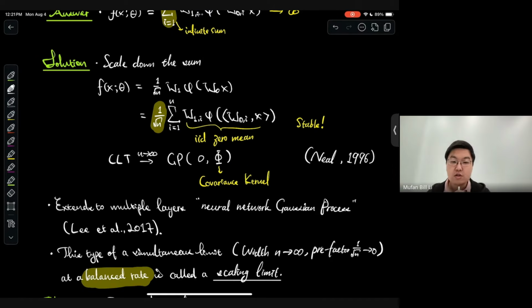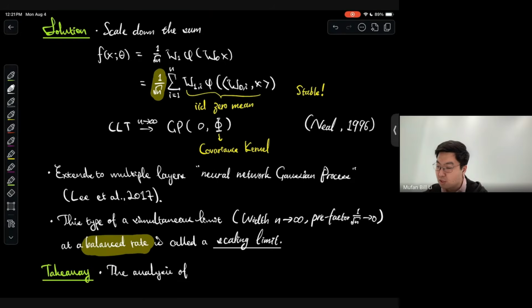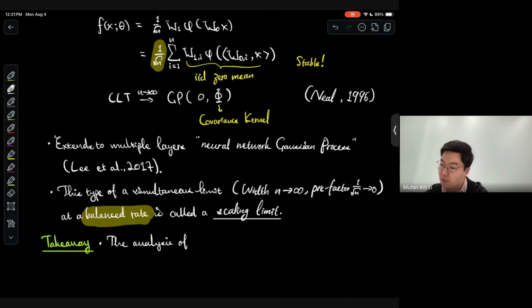Right. So taking a very brief step back, we want to study infinite-sized neural networks, but because things are going to infinity, we need to scale them down. So therefore, this is a scaling limit. And the takeaway here is that the analysis of scaling limits yields numerical stability.